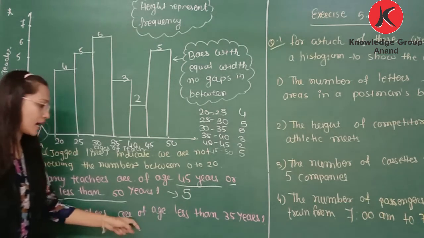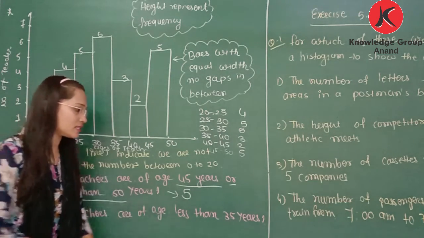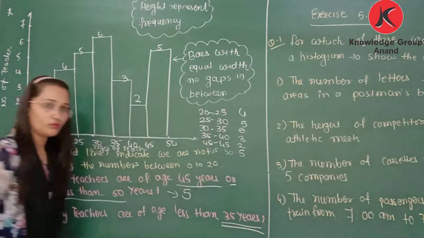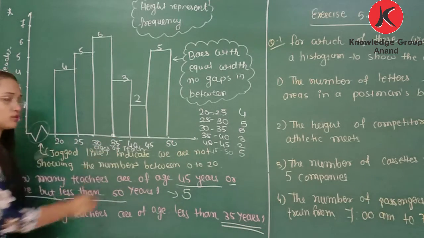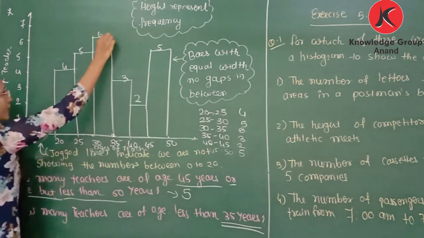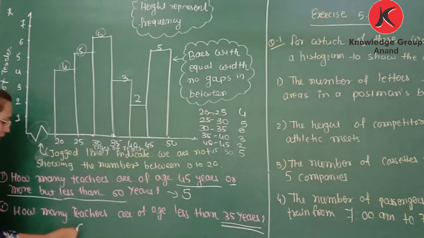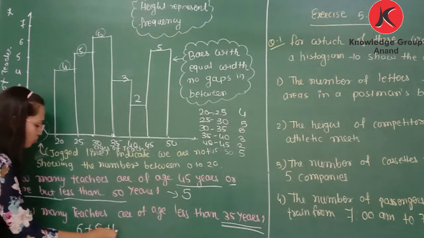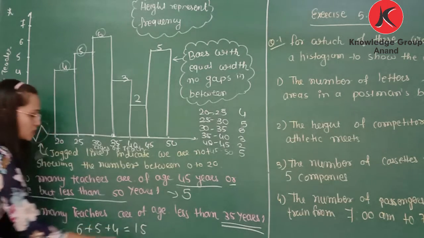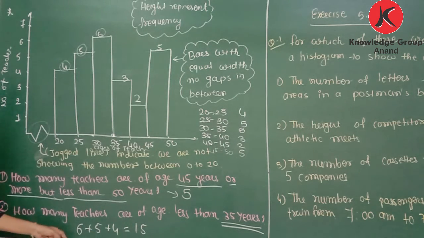How many teachers are of age less than 35? Now here it is 35. So how many teachers are there? There are 6 plus 5 plus 4. So you can write 6 plus 5 plus 4. So there are 15 teachers that are less than age of 35.